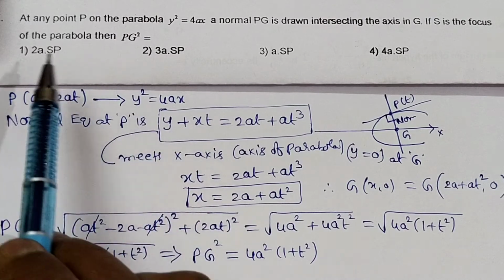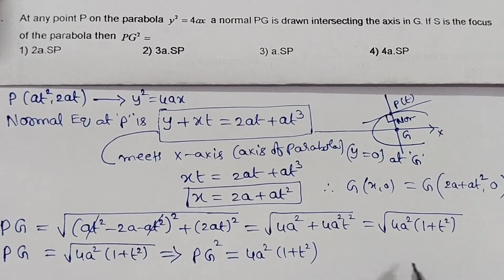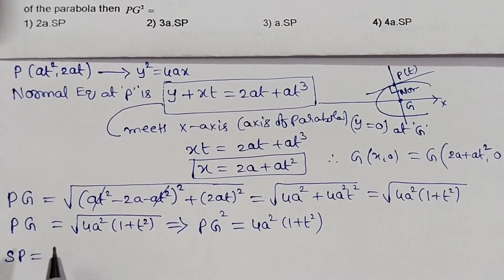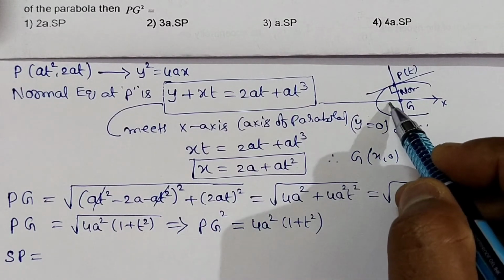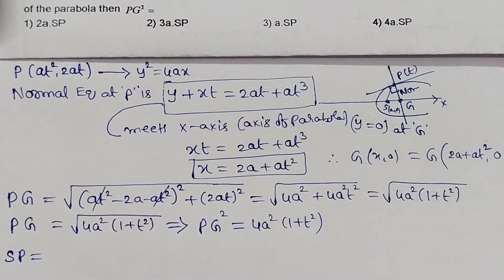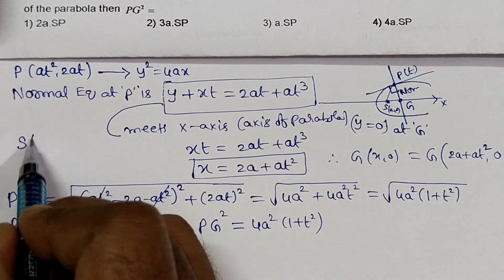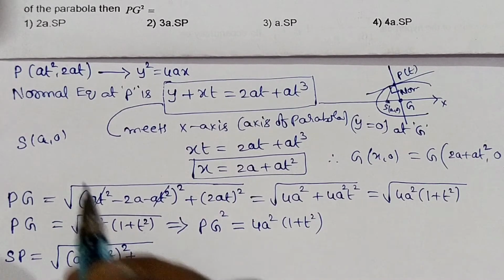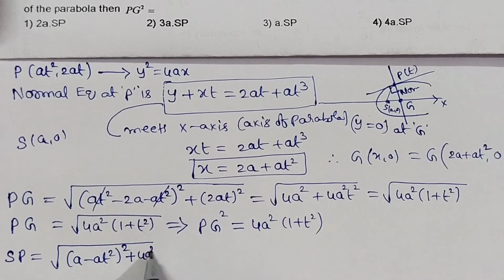After that, in the options, all have SP, right? So SP also, calculate the distance between S and P. S is the focus of the parabola, here S is (a, 0). So SP means square root of (at² minus a) whole square plus (2at minus 0) whole square.